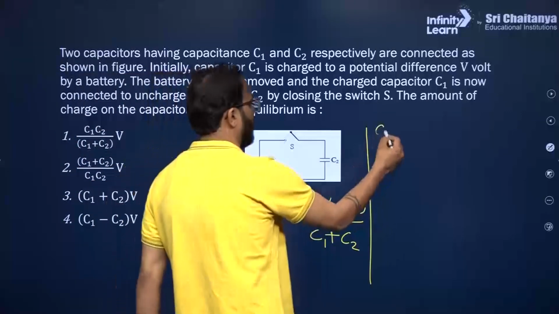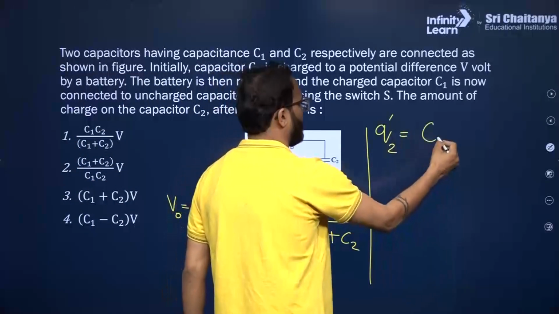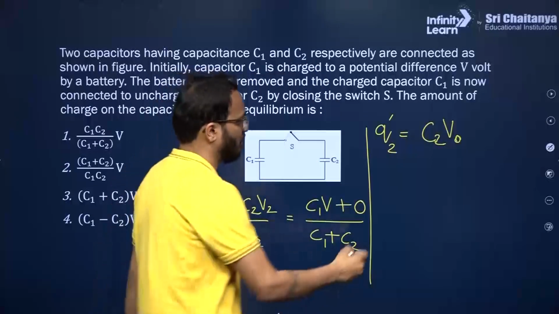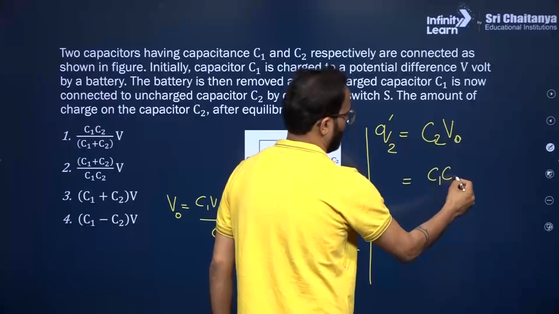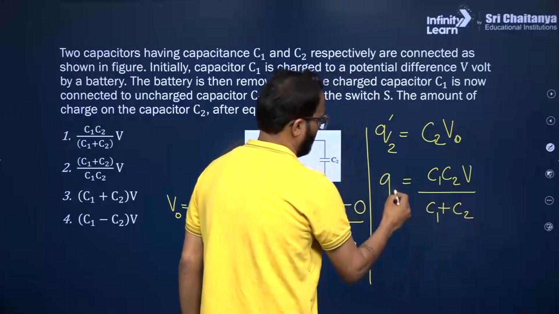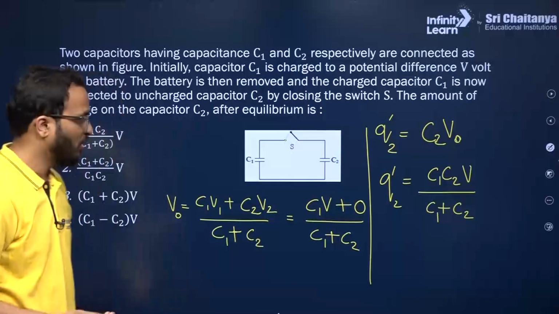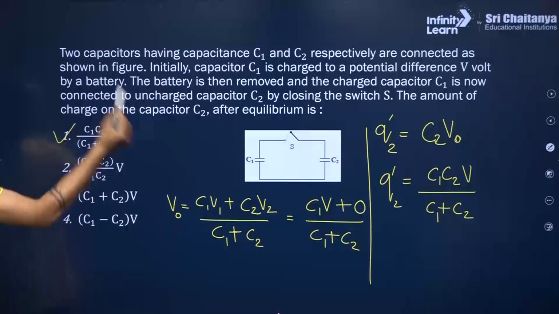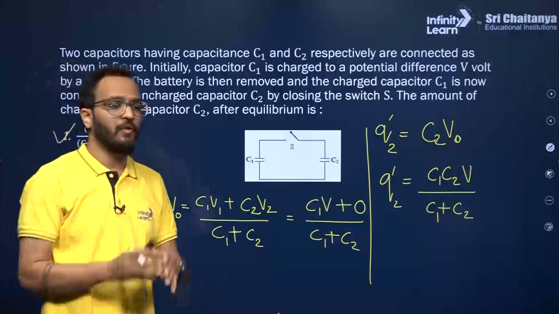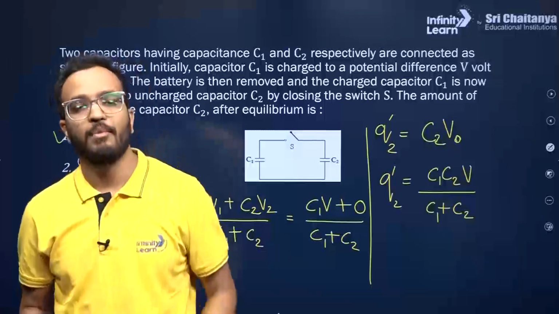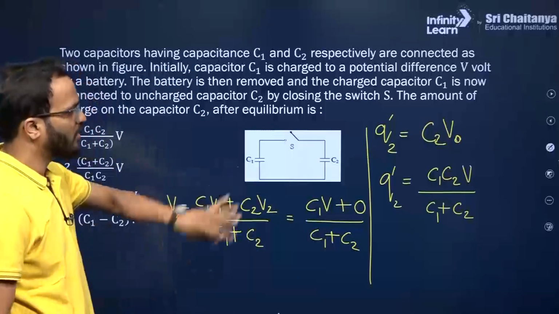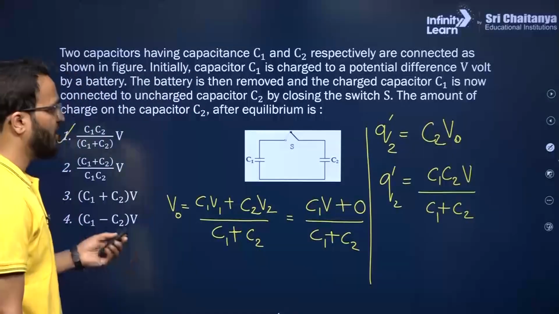So what is the new charge? Q2 dash will be C2 into common potential. So it will become C1 C2 into V upon C1 plus C2. This will be Q2 dash. Got it? So which option is correct? First option is correct. I hope you are understanding the concept. So first of all, find out the common potential. Once you know the common potential, multiply it with the capacitance to get the charge on the second capacitor. This is purely formula based, right? We have studied these things in our classes.